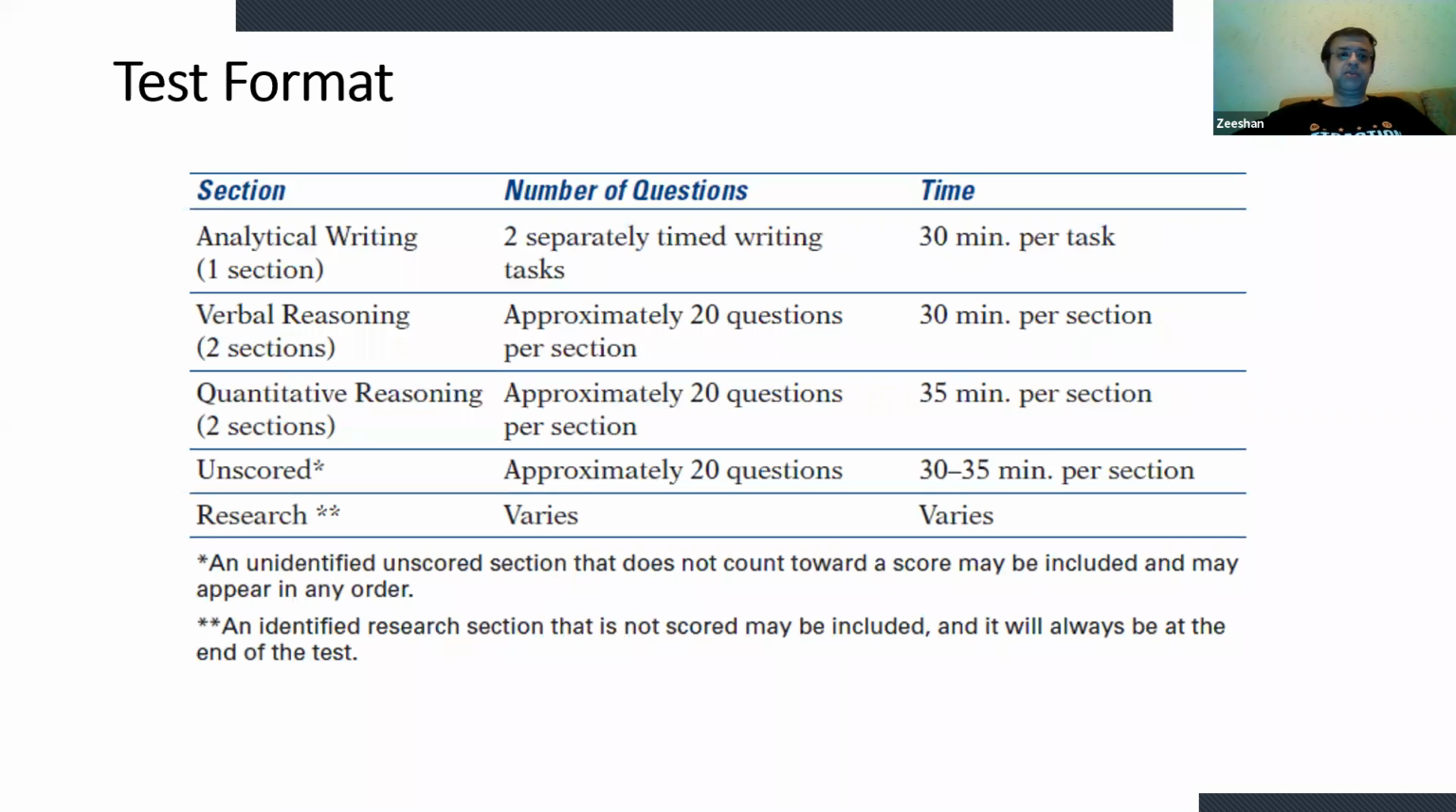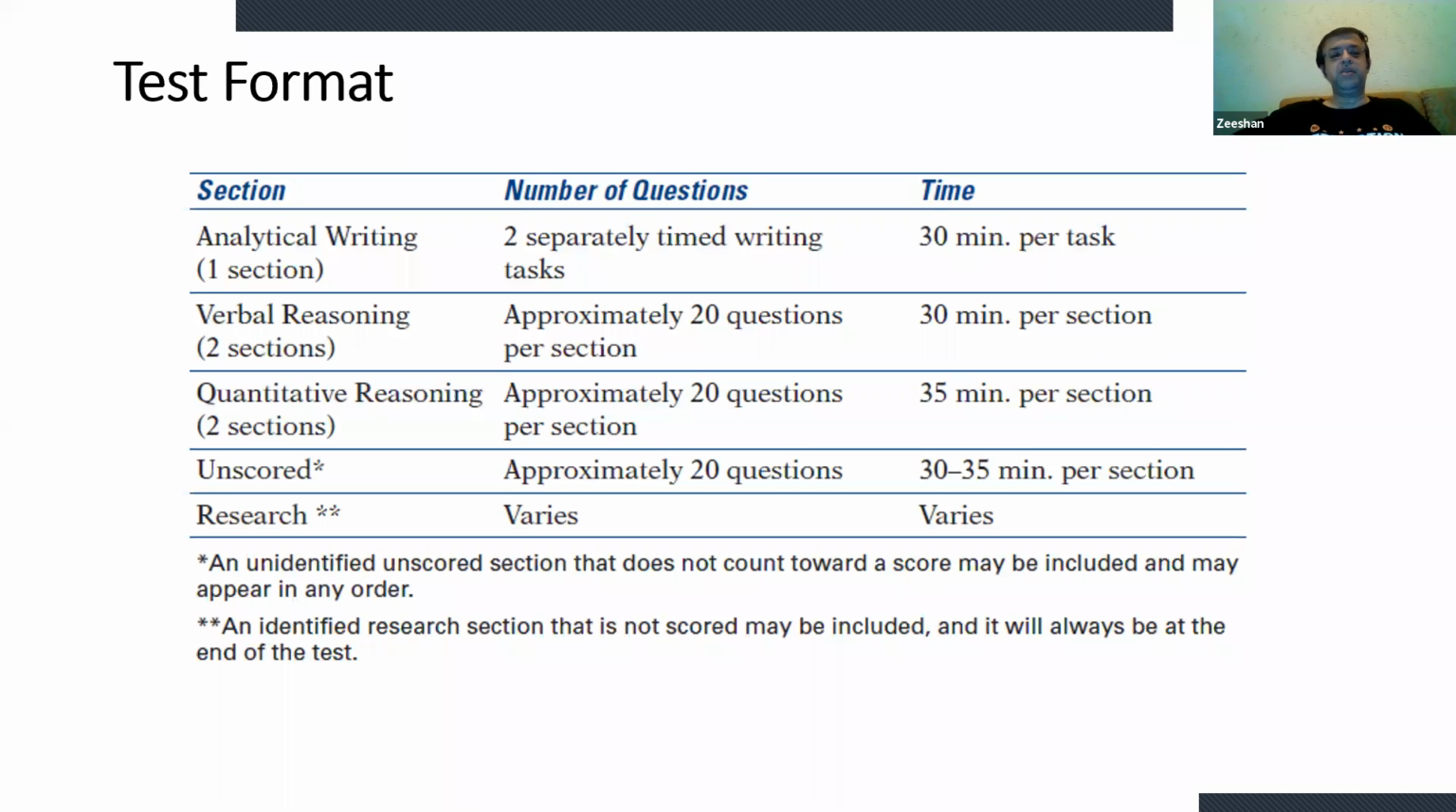All right, so this is the test format. You will be having an analytical writing section. Now, this is the portion where you type your essays. So you will be given 2 separately timed writing tasks. For each task, you have 30 minutes. So you have to type the first essay within the first 30 minutes, and then the second essay in the next 30 minutes. Then you will be having verbal reasoning.